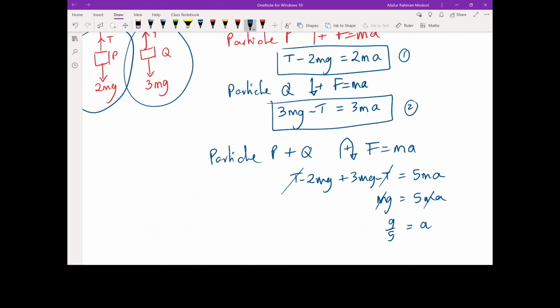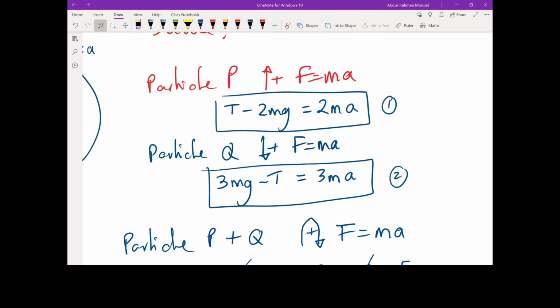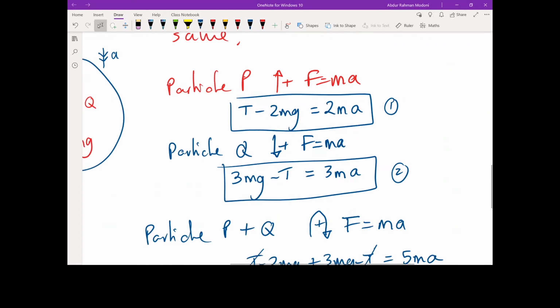Now, I know I did it whole system together, particle P plus Q, but could I have done it using the individual equations as well? Yeah, it's the same thing as before. Remember when we looked at connected objects horizontally? It's the same thing. You can solve them simultaneously, or you can look at the whole system together.